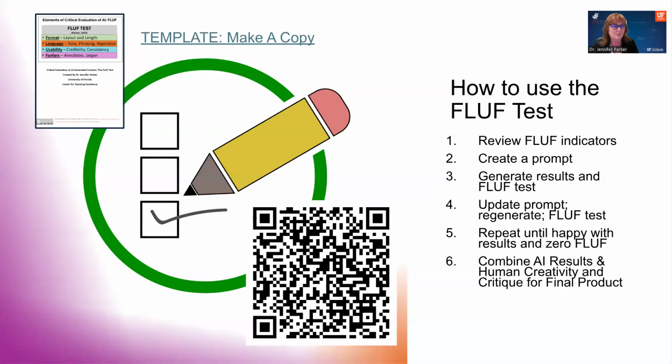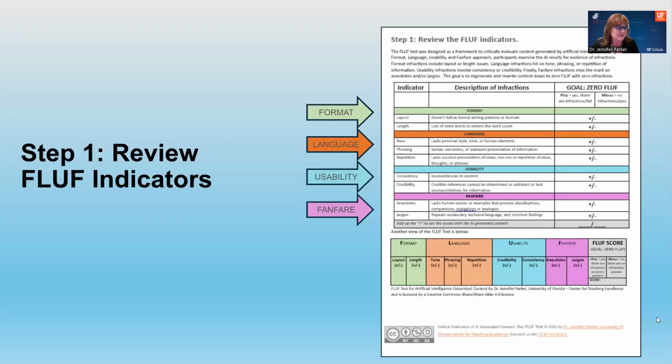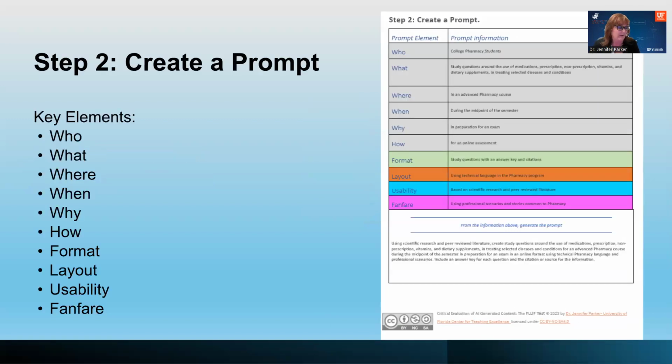So you're going to learn a lot more about how to FLUF test ideas and what you're going to put into your AI tools. You'll start by making a copy of this template and it will guide you through the process. In the first step, you'll review how to use those FLUF indicators and either use this checklist or you can use the rubric. There's 2 formats. Next, you're going to create a prompt using the summary language and some key ideas, making sure you build everything into that prompt so it's going to generate the best results.